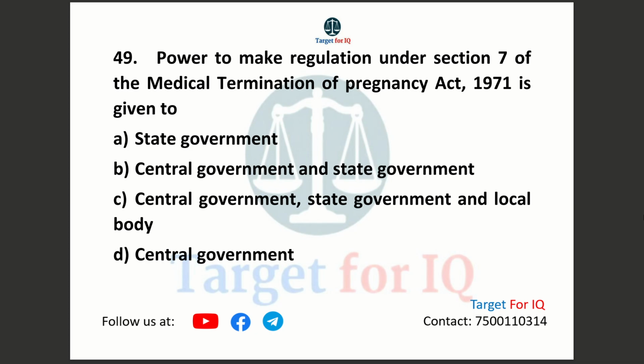Question 49. Power to make regulation under section 7 of Medical Termination of Pregnancy Act 1971 is given to option A. State government. Option B. Central government or state government. Option C. Central government, state government and local body. Option D is central government. So the correct answer to question number 49 is option A, that is state government.